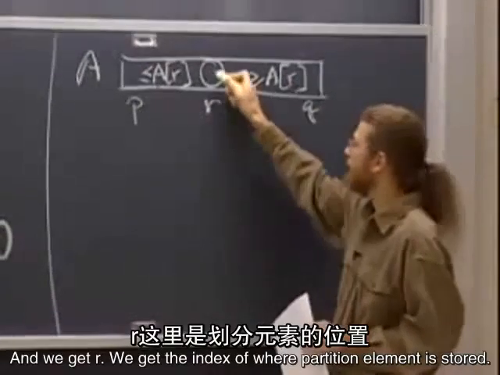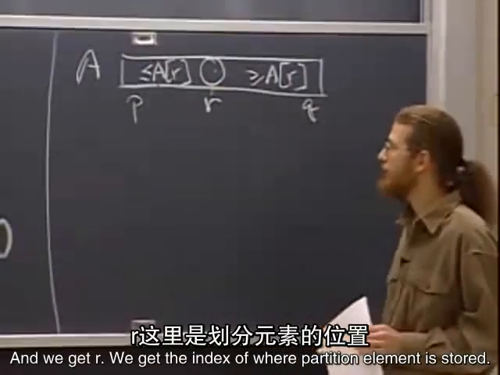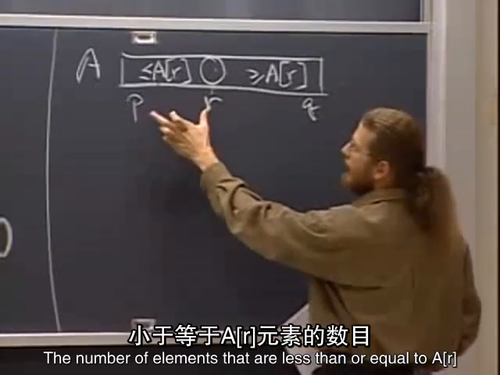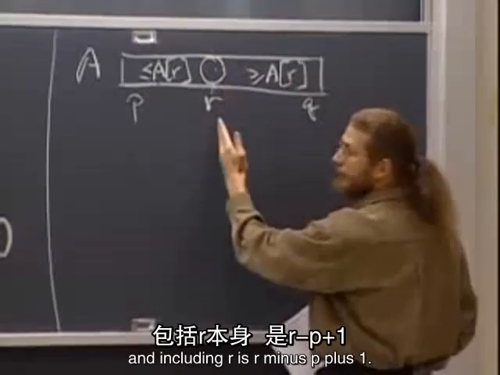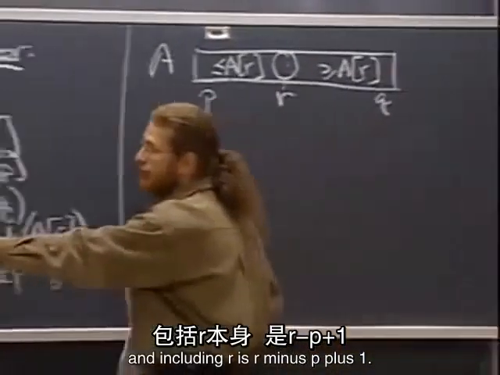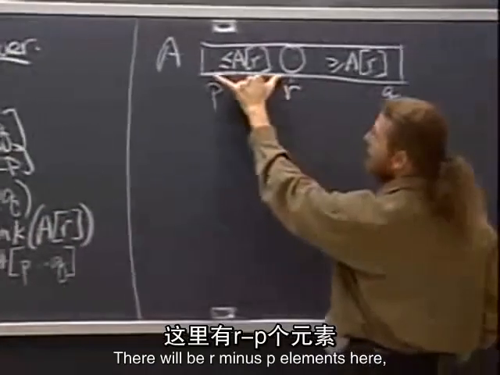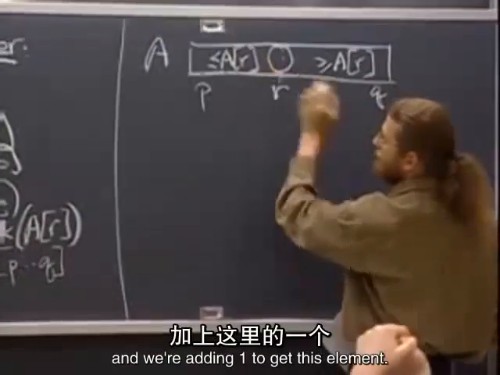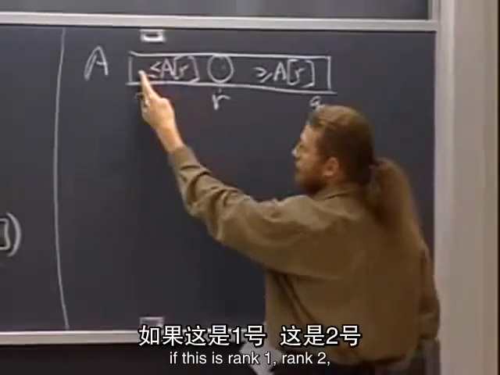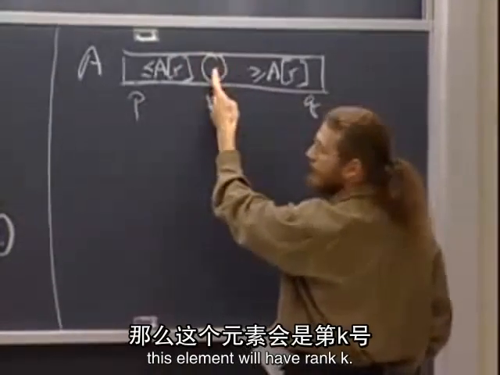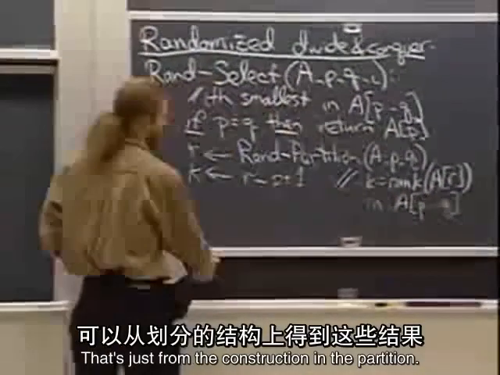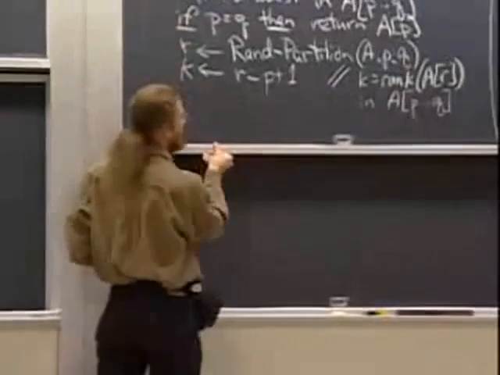And we get R, the index of where the partition element is stored. So the number of elements that are less than or equal to A of R, including R, is R minus P plus 1. There will be R minus P elements here, and then we're adding 1 to get this element. If you start counting at 1, rank 1, rank 2, this element will have rank K. That's just from the construction of the partition.